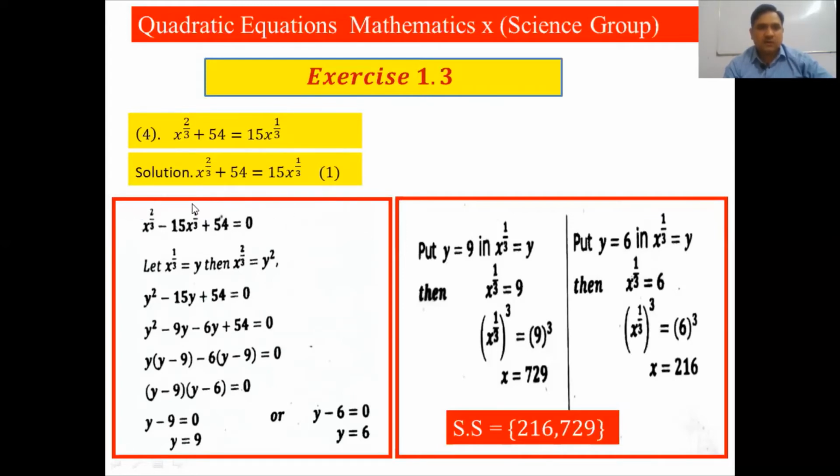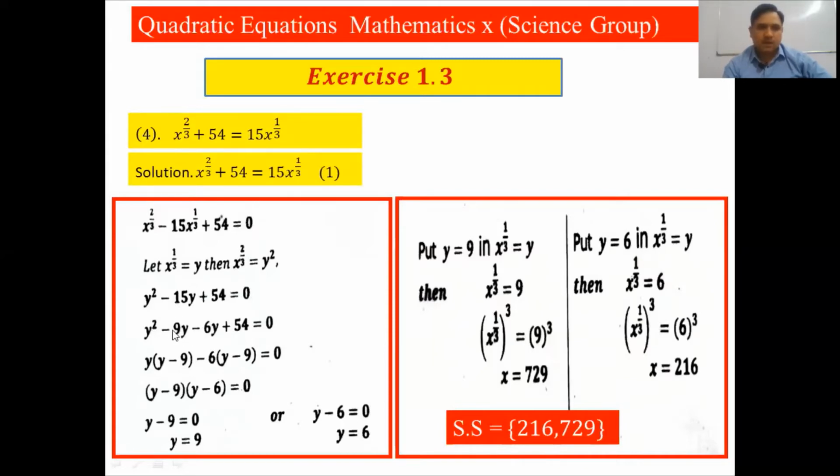We just have to replace x raised to power 1 by 3 with y, and when we take the square of this term, we have x raised to power 2 by 3 is equal to y square. So by replacing these values in this equation, we have y square minus 15y plus 54. So when we multiply this with this one, we have 54, and now here is 15. So 9 6s are 54, and when we add 9 and 6, we have minus 15.